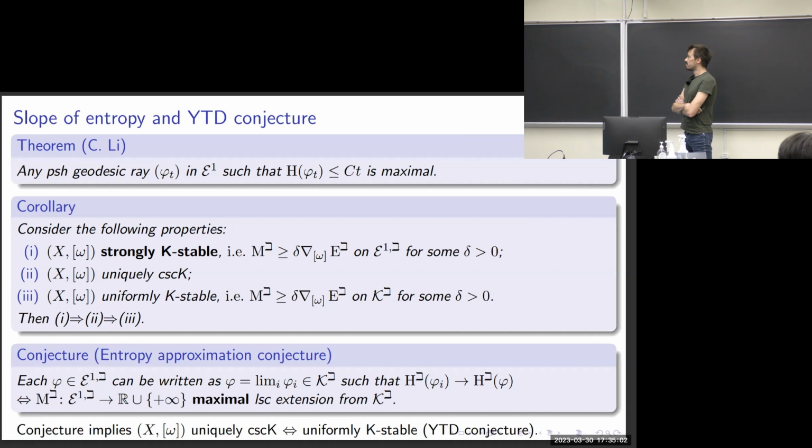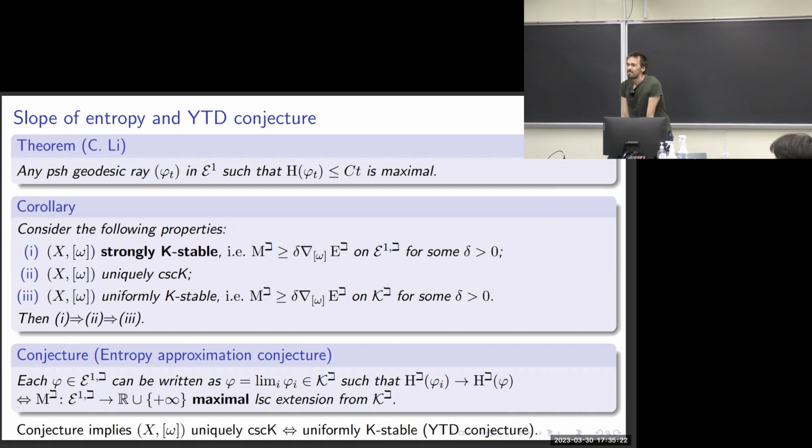Okay, well, but then whether it's easy to test or not was already a debate in the Fano case. I mean, you need people to prove theorems. At the moment, it's not like I give you a polarized manifold and you can tell if it's K-stable. I mean, I can't, but.